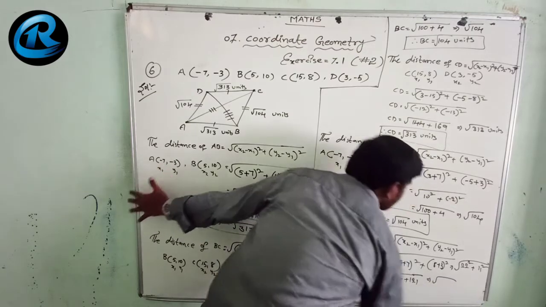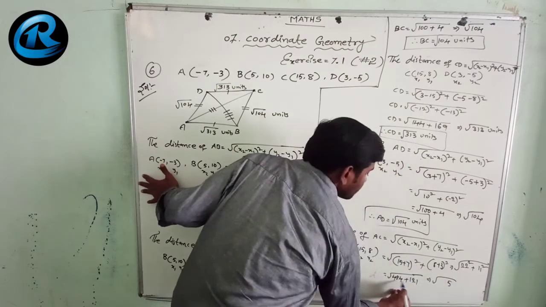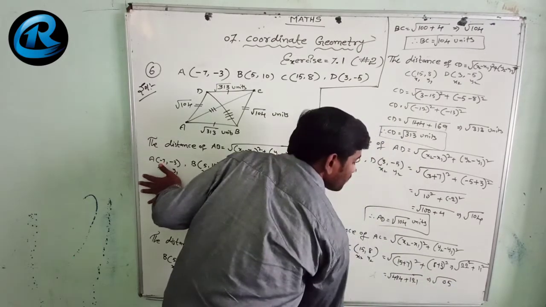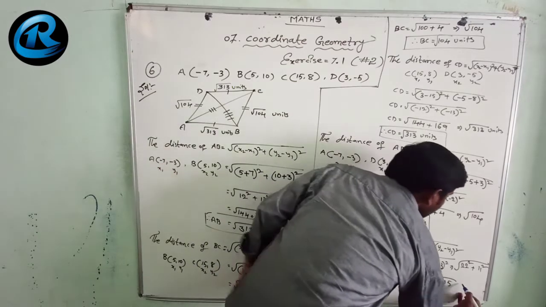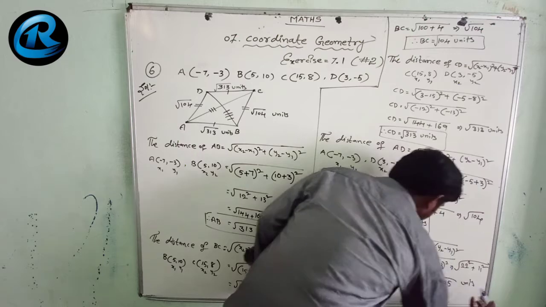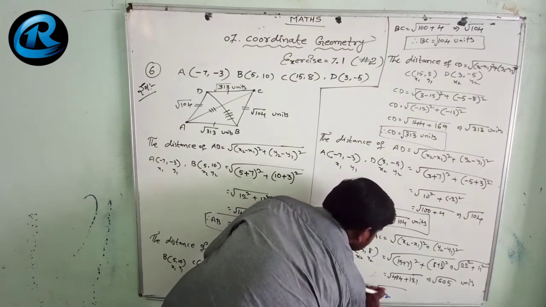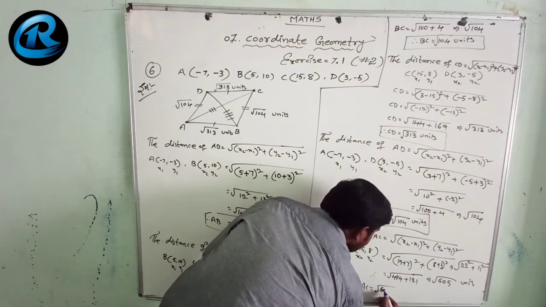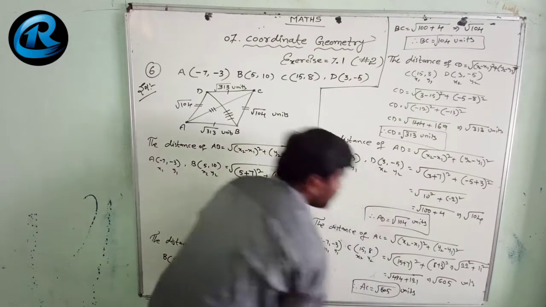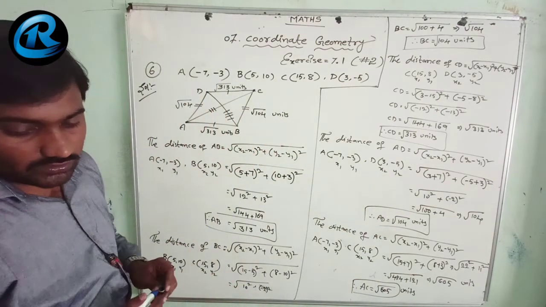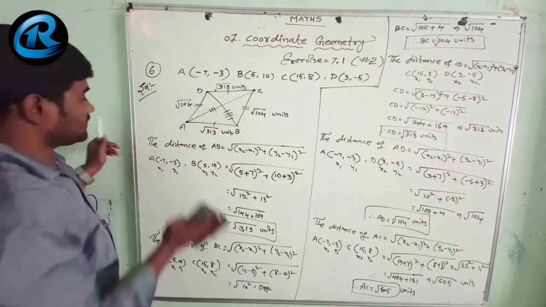That's under root of 605 units. Therefore, AC distance equal to under root of 605 units. And now let us go for BD distance.